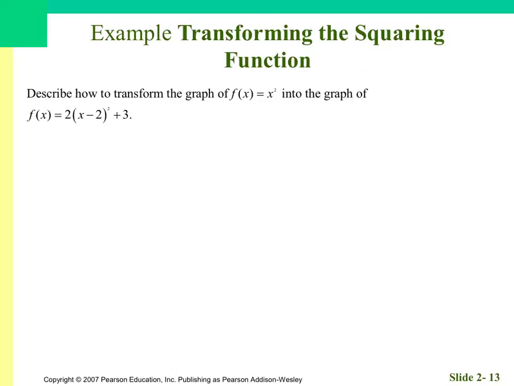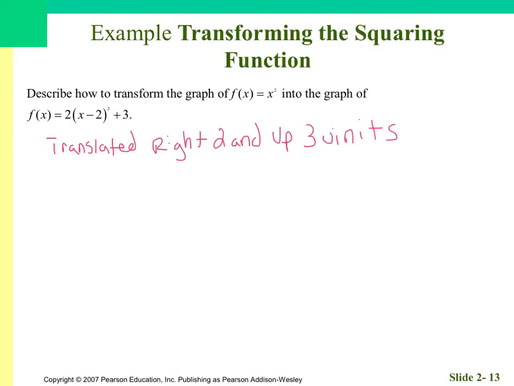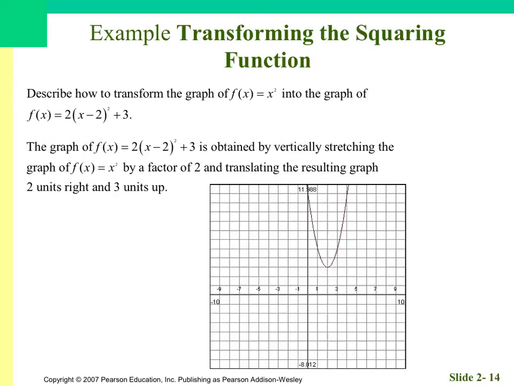So it was shifted, translated right 2 and up 3 units, and a vertical stretch by a factor of 2, because that 2 is outside the parentheses. If it was inside the squared parentheses, it would have been a horizontal shrink by a factor of 1/2. Okay? There we go. Vertical stretch by the factor of 2, translating 2 units right, 3 units up. And that was what the graph would look like. So we are good to go.